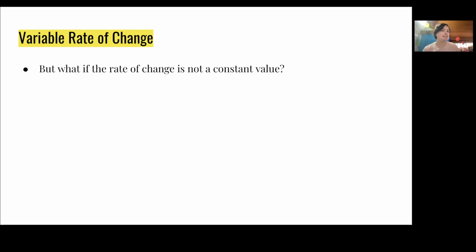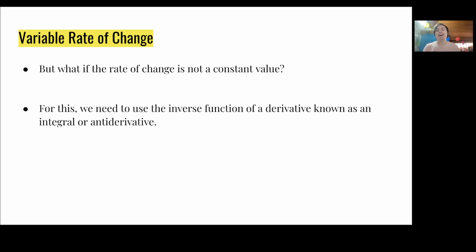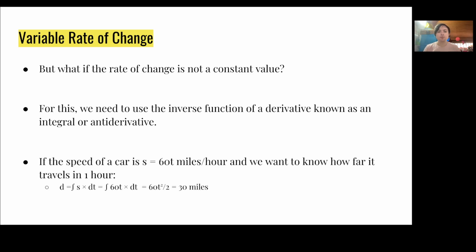But what happens if we have a variable rate of change? So can we still do that same method? Turns out we can, and we'll see why shortly. So for this, we need to instead have an idea of the inverse function of a derivative, which is commonly known as an integral or even an antiderivative. So for a very similar case, say our speed s is 60 times t miles per hour.